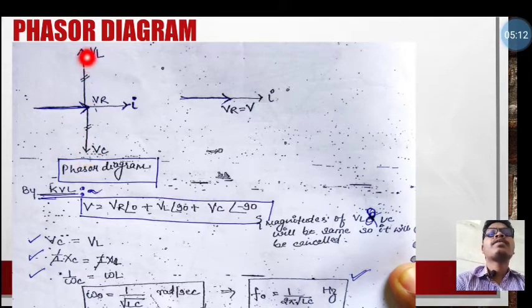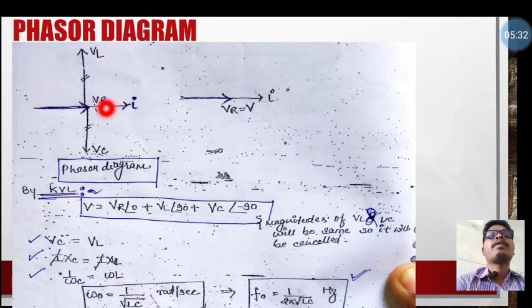The voltage across the inductor is equal to the voltage across the capacitor at the resonance condition. So the two magnitudes VL and VC are the same and opposite in direction, so they cancel each other. VL minus VC is equal to 0, so only VR is there.